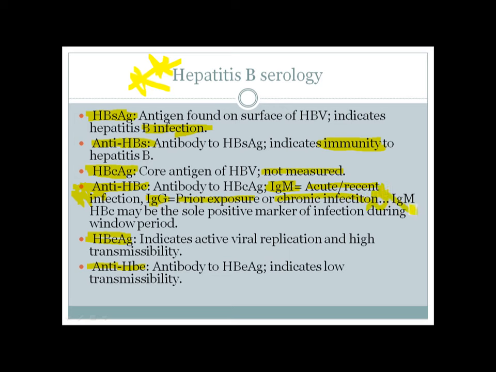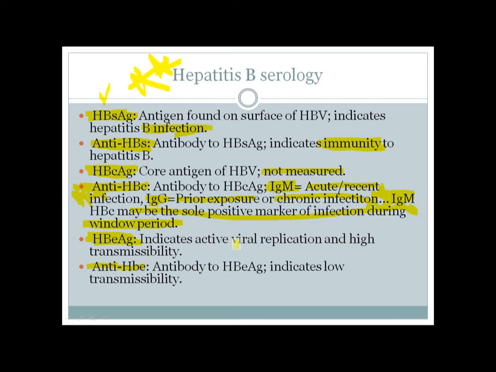Very important is to know that IgM against the HBc core antigen, or anti-HBc, may be the sole positive marker of infection during the window period. The window period is the period during which the HBsAg has disappeared and the anti-HBs has still not appeared. So in this period, anti-HBc IgM can be the sole marker. That's why it's very important to do an anti-HBc IgM in the window period.